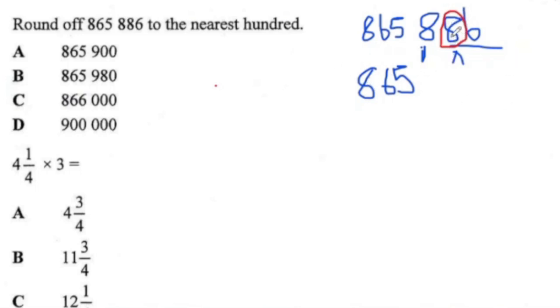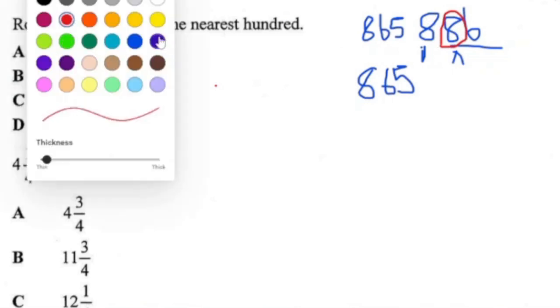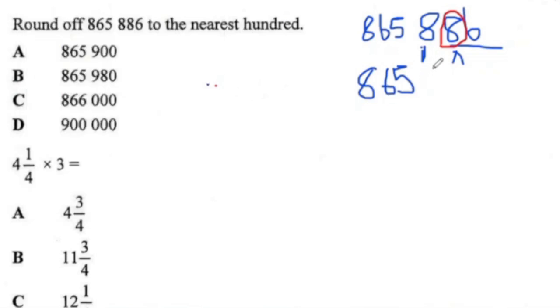This number is greater than 5. So therefore, we're going to add 1 to this 8. When we add 1 to 8, we're going to have 9. Then where there is 8, we're going to put 0, and where there is 6, we're going to put 0. Then we come up with something like this. So the correct answer is A. We have rounded off to the nearest hundreds, and this is the nearest hundreds.